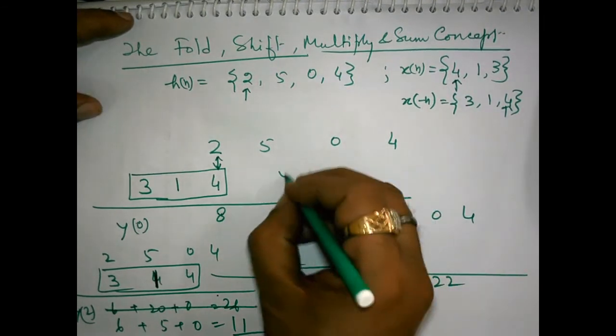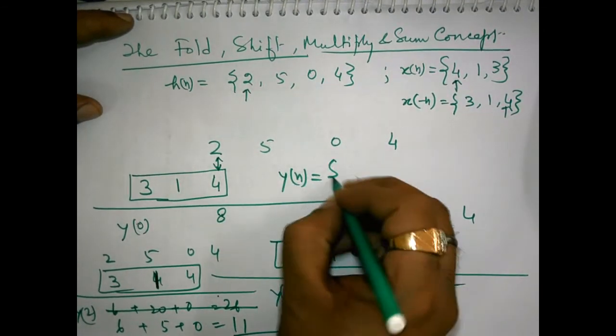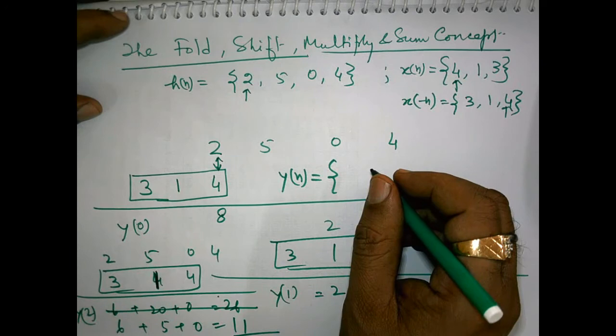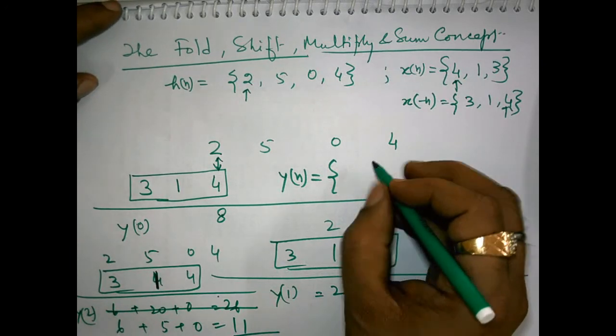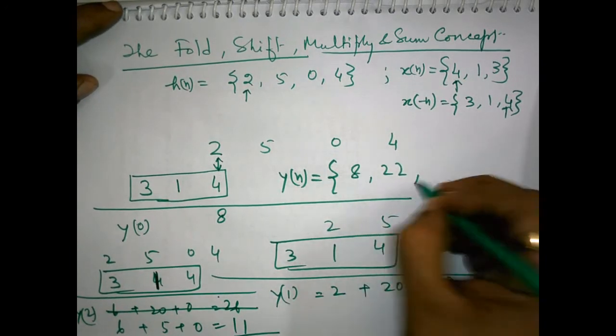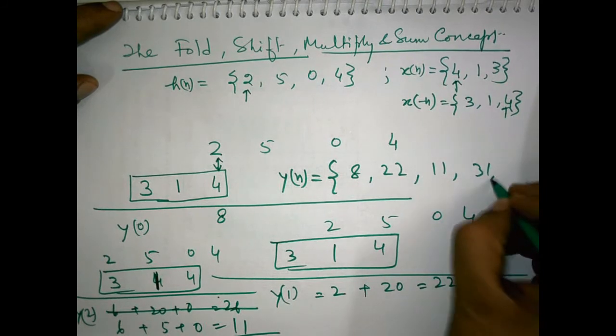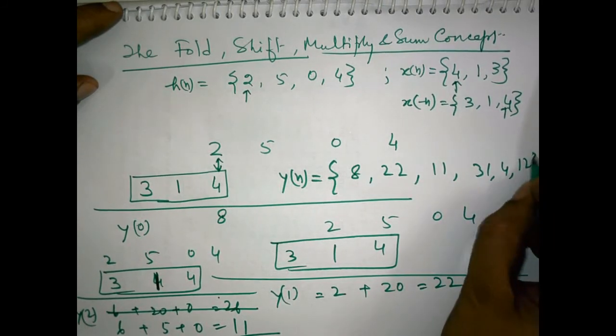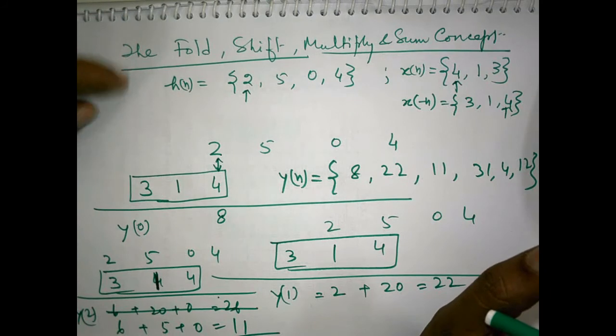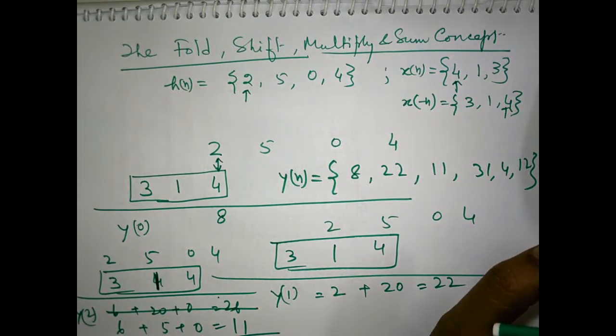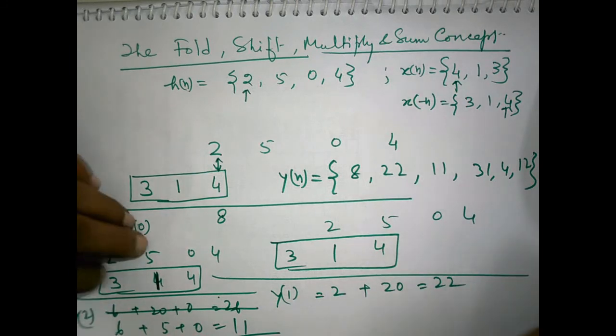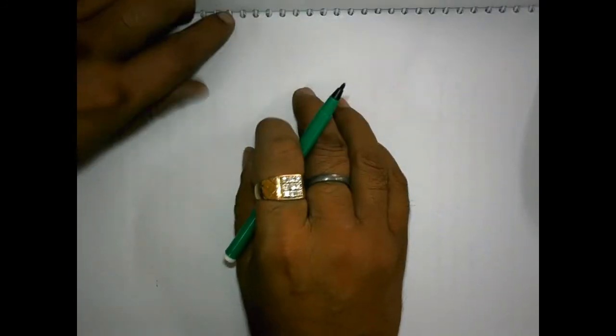So this way you can find the sequence yn, and which will come to be equal to your 8, 22, 11 and 31, 4 and 12, like this. Okay, so this is fold, shift, multiply and sum concept. There is another way to evaluate convolution, using polynomial multiplication.